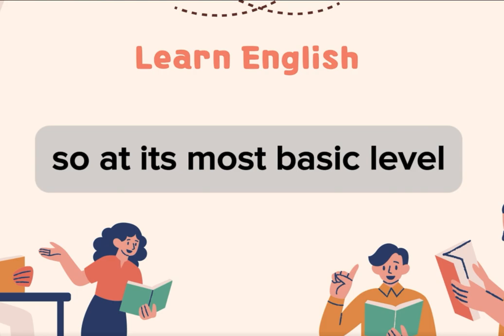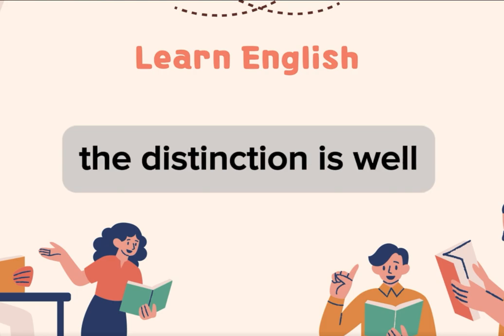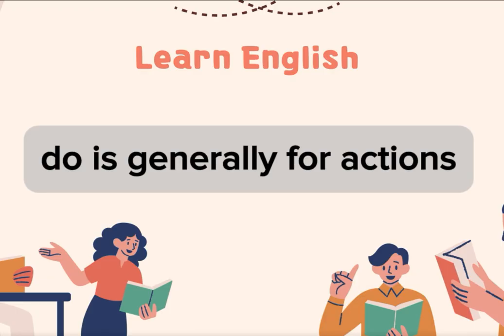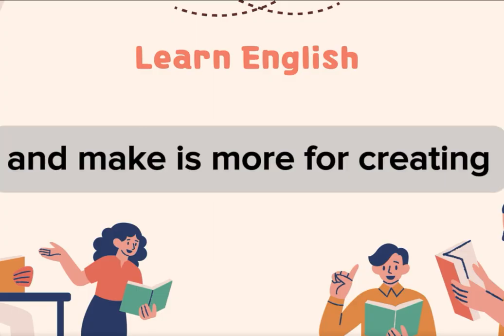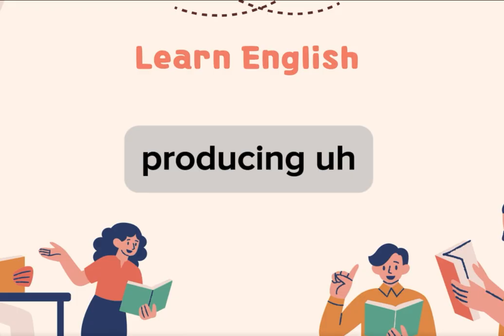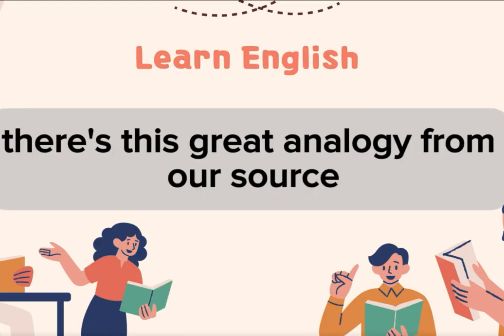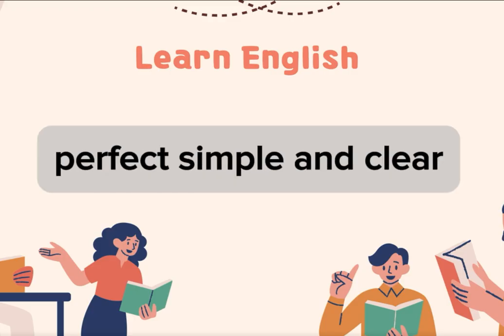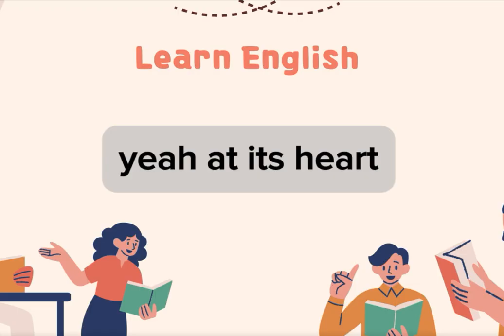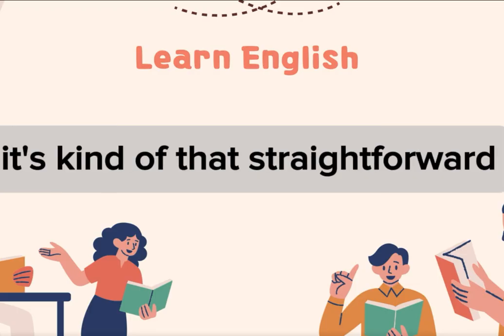So, at its most basic level, the distinction is pretty neat actually. Do is generally for actions, tasks, and work. And make is more for creating, producing, building something. There's this great analogy from our source. Think of it like this. You do a job and you make a cake. Perfect. Simple and clear. At its heart, it's kind of that straightforward.